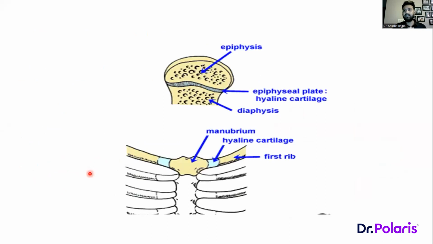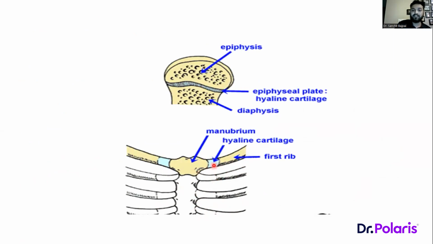The sternum is the bone that is present in the center of our chest, or our thorax. That is called the sternum. So see the sternum, right? Now our ribs are attached to the sternum, correct? So the first rib, where it attaches to the sternum, has hyaline cartilage in the center. You see this? This is the first rib.